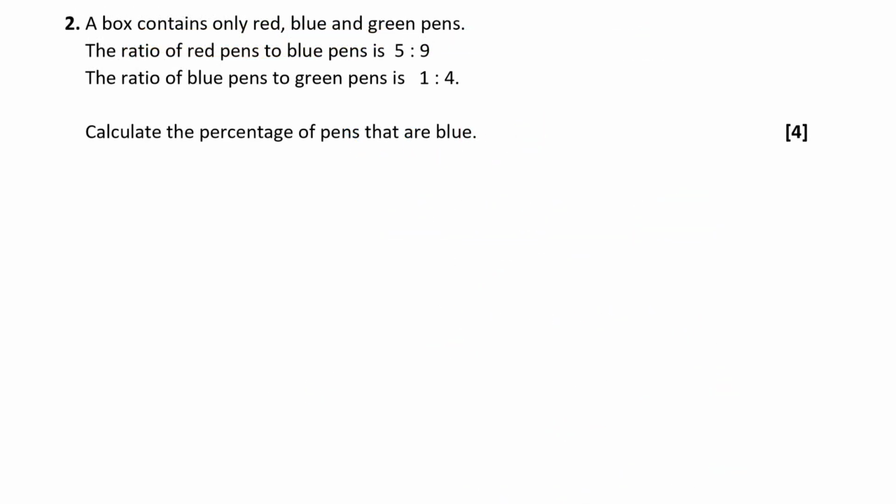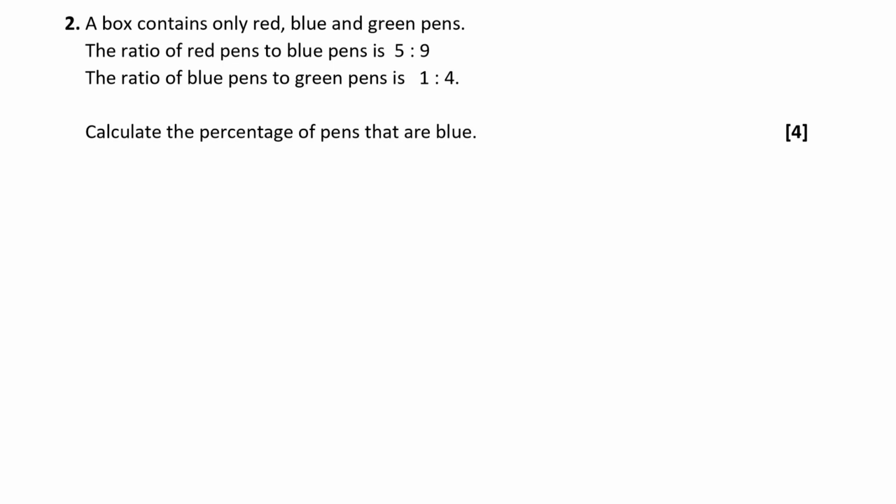Question 2. A box contains only red, blue and green pens. The ratio of red pens to blue pens is 5 to 9, and the ratio of blue pens to green pens is 1 to 4. Calculate the percentage of pens that are blue. Okay, so I've been given two ratios here, and they're kind of separate from each other, aren't they?